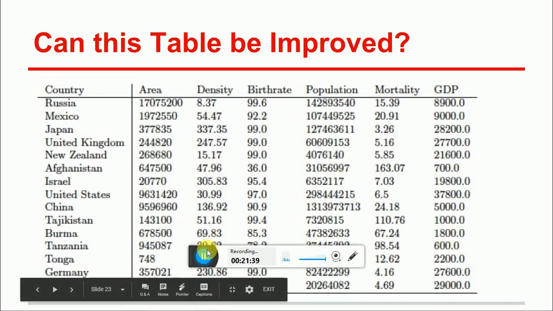Actually, it's about 20 minutes. So let's stop here and we'll discuss these tables in the next lecture.